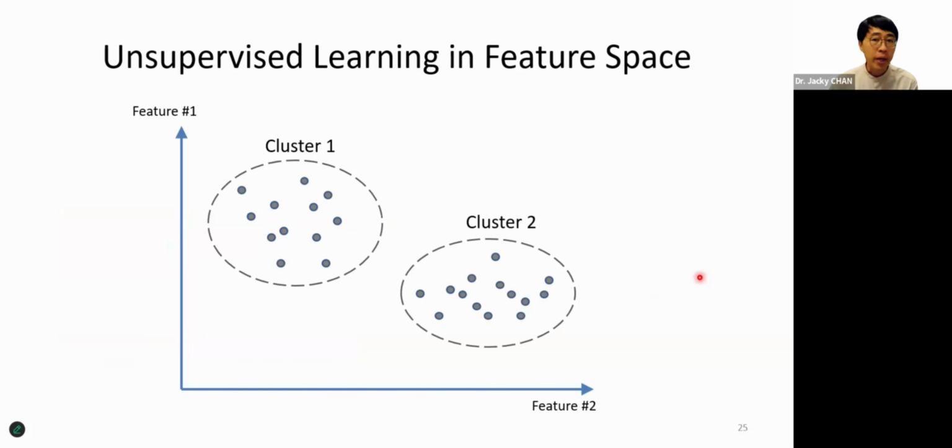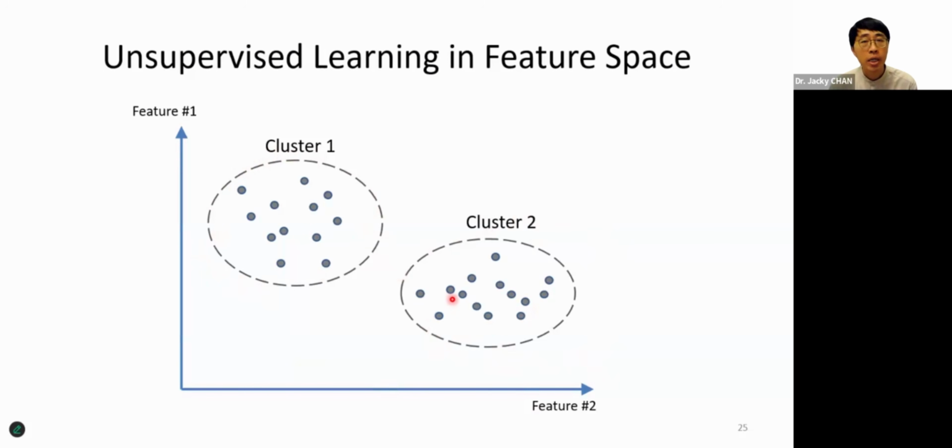Let's go back to the feature space. Given this feature space, you may see that we don't have the colors because we don't have the labels. All the data points are in the same color because we don't have the labels. And then if I ask you to put this data into two groups, then certainly you will put it this way. Put these points into one group, and put these points into another group.